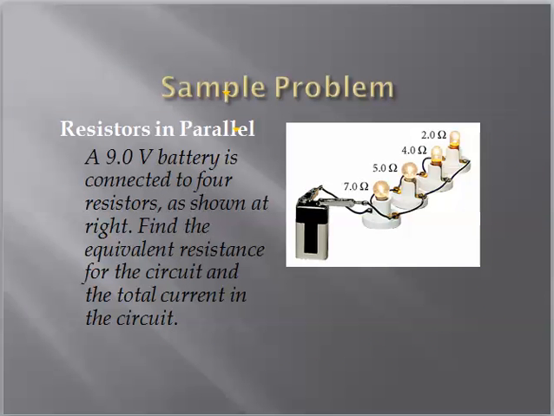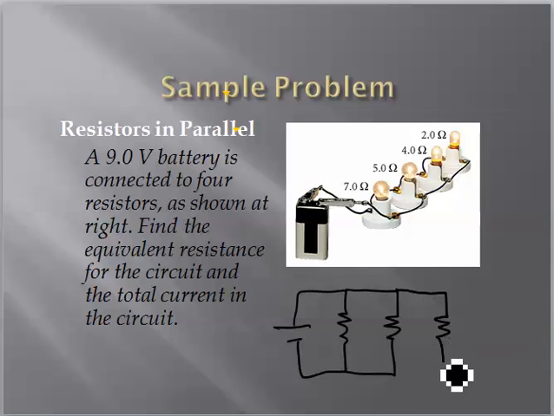What we've got here is an example of a 9-volt battery that's hooked up to 4 different light bulbs in parallel. What I'm going to do is go ahead and draw you a picture here. I'm going to make a picture of this in parallel. Notice that I've got these spots up here where the current has a choice which way it's going to go. So it's going to get split up.